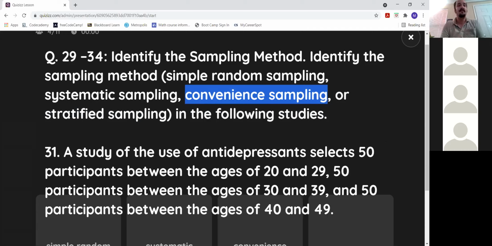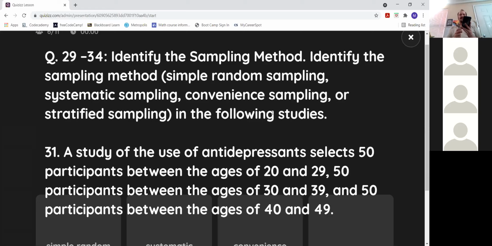Stratified sampling. This is when we start grouping things. So we put things into certain strata or groups, and we take things based on groups. So that is a pretty good quick rundown of what each of those means.